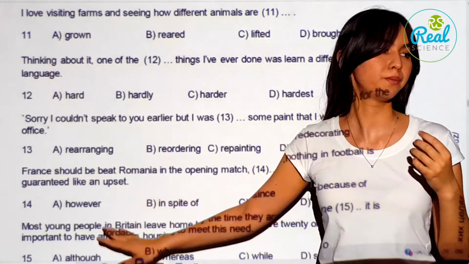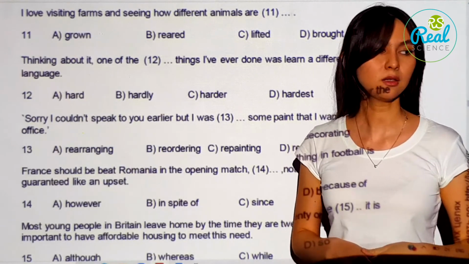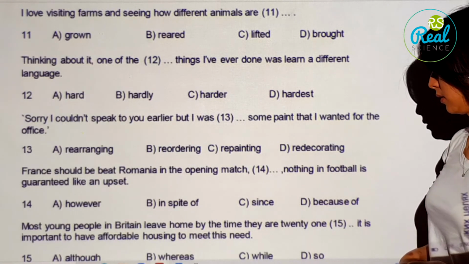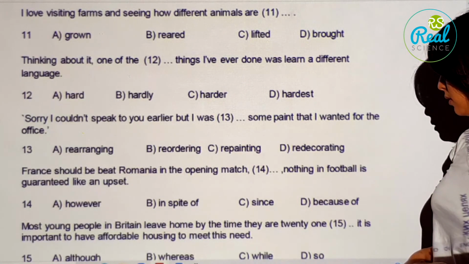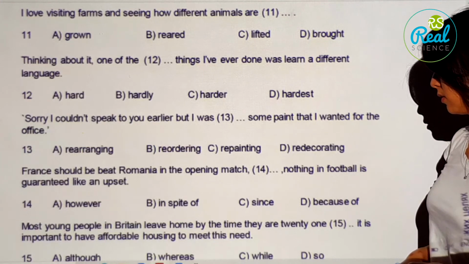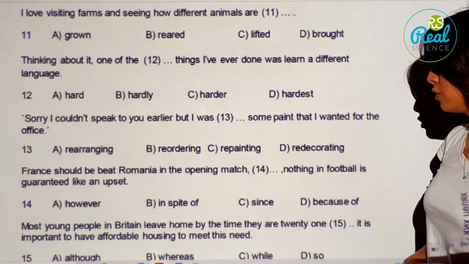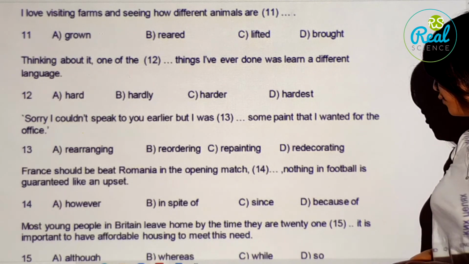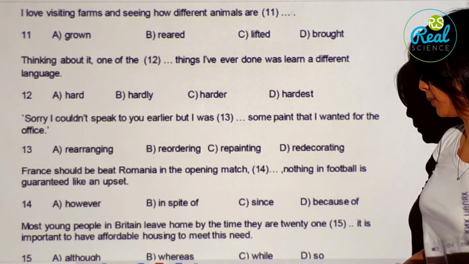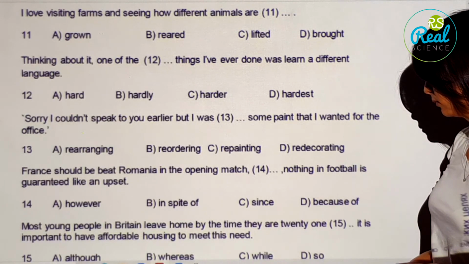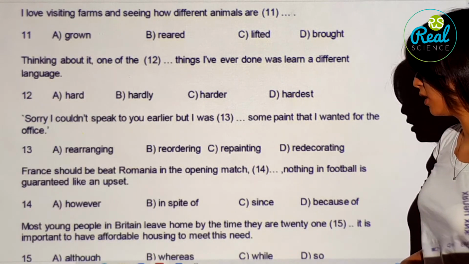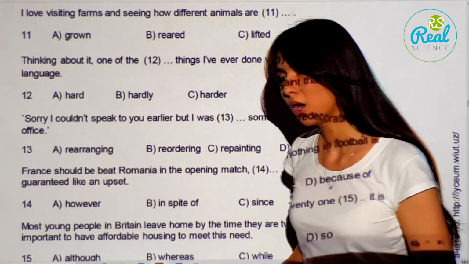So 14, who wants to read? France should beat Romania in the opening match. However, nothing in football is guaranteed like an upset. First proof that it's "however" is the two commas. Okay, nice. So the correct answer is A1. You're right. Okay, let's continue.